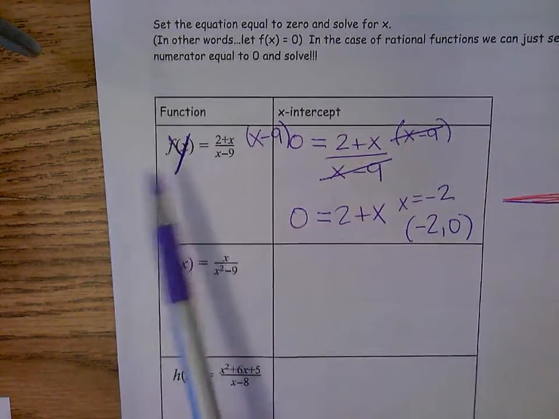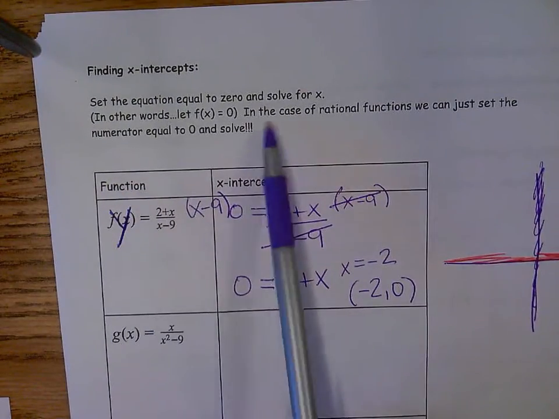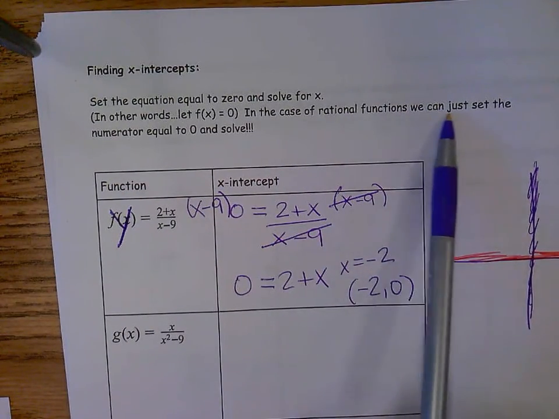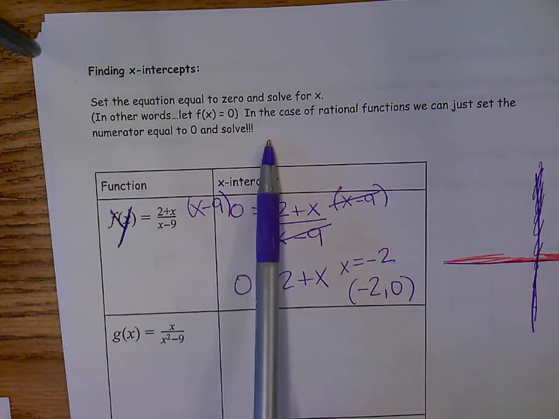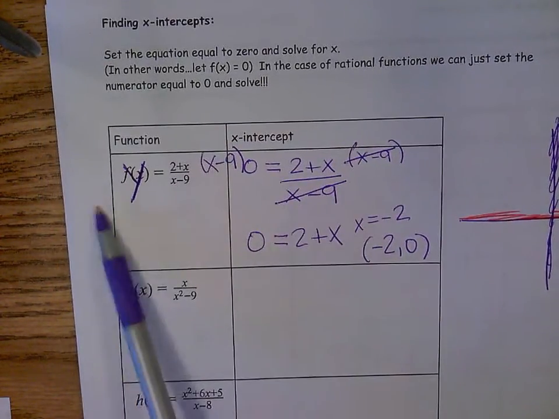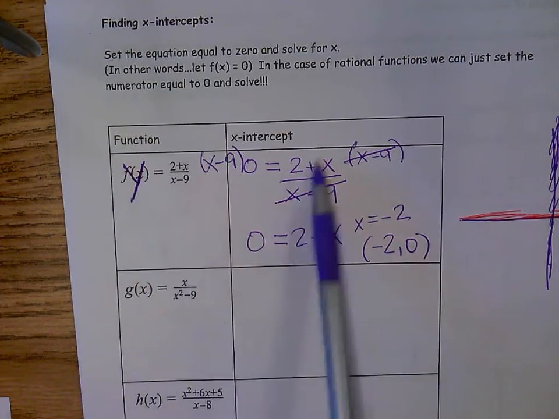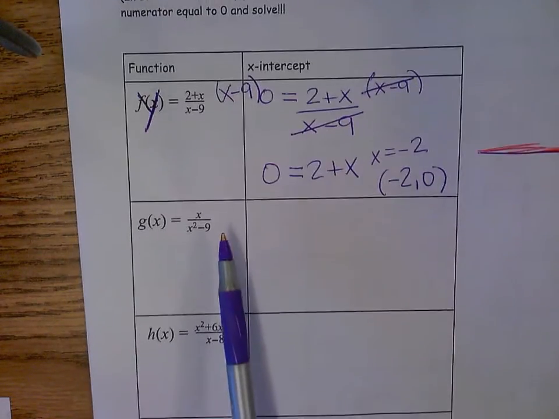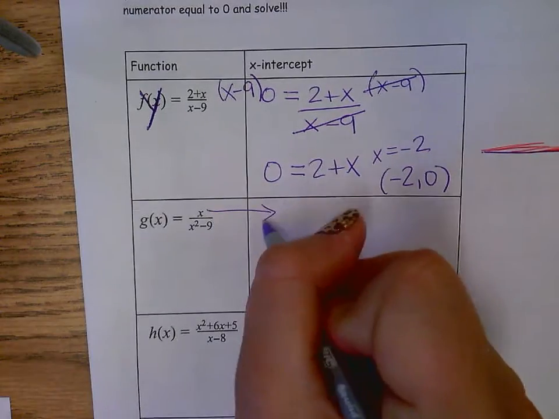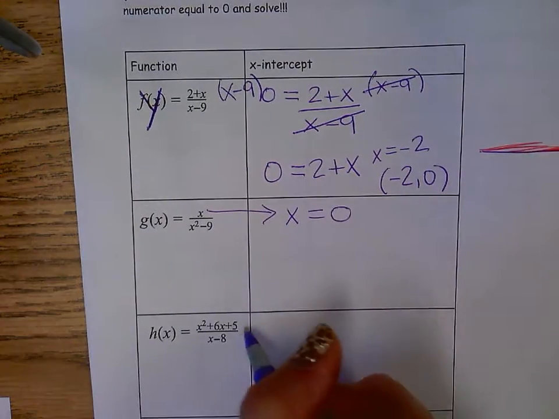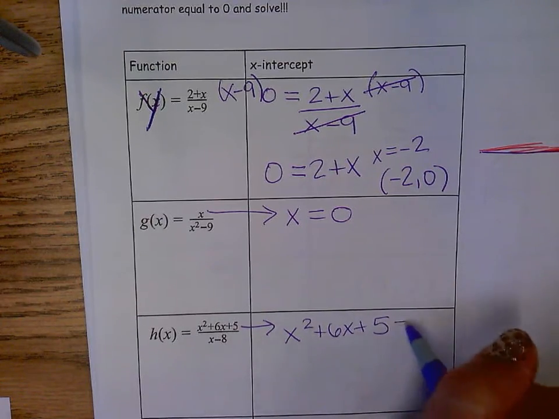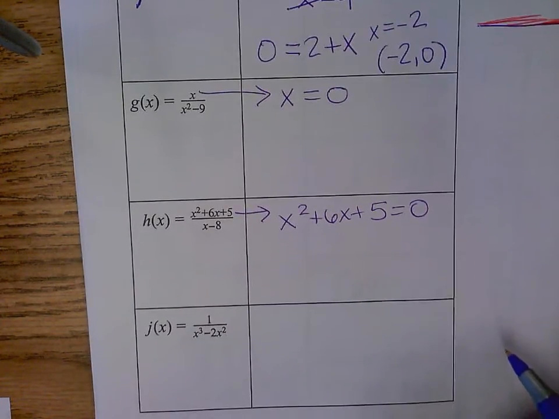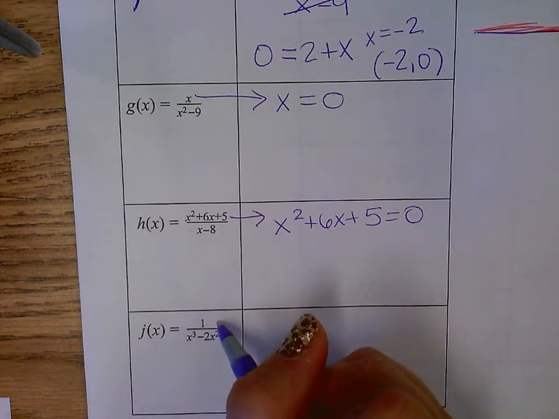And if you look up in the directions, in the case of rational functions, we just set the numerator equal to 0 and solve, because we're plugging in 0 for y and multiplying that to the other side. So all you have to do on the rest of the problems is set the numerator equal to 0, and here's where you need to be able to factor on letter H.